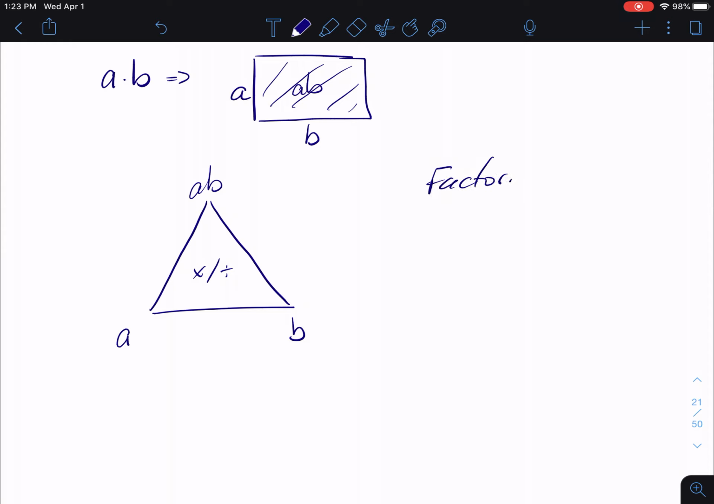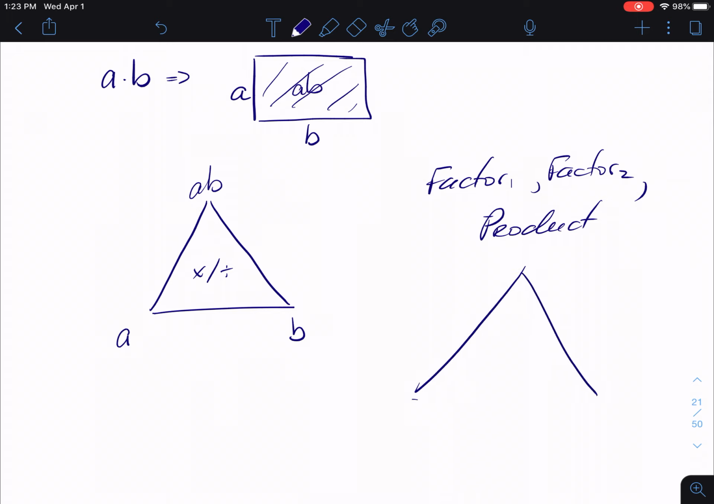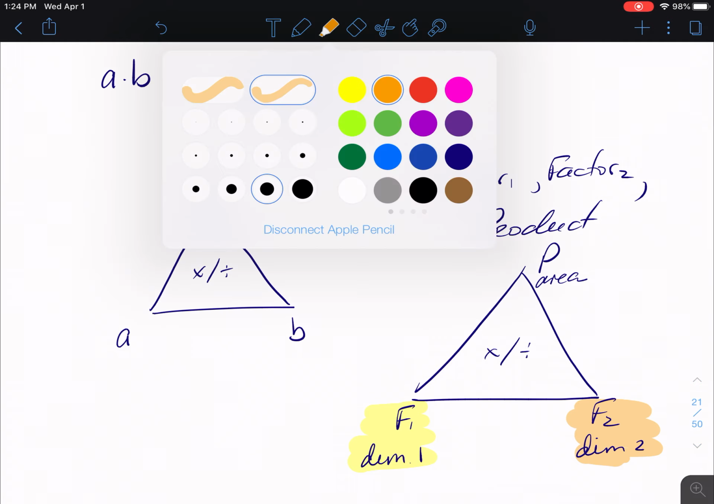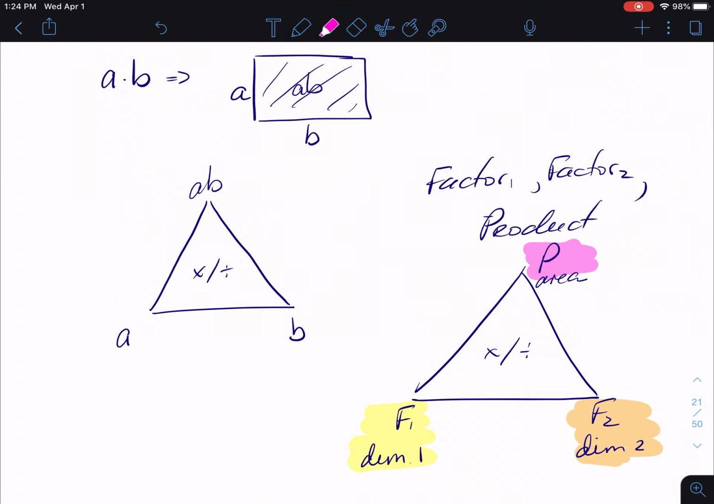What it looked like was we used factor 1, factor 2, and product in our fact family triangle. And we said that this could be factor 1, factor 2, and product. Now in Algeblocks, this is dimension 1, this is dimension 2, and this is the area. And the way we've been highlighting so far has been dimension 1, dimension 2, and area.